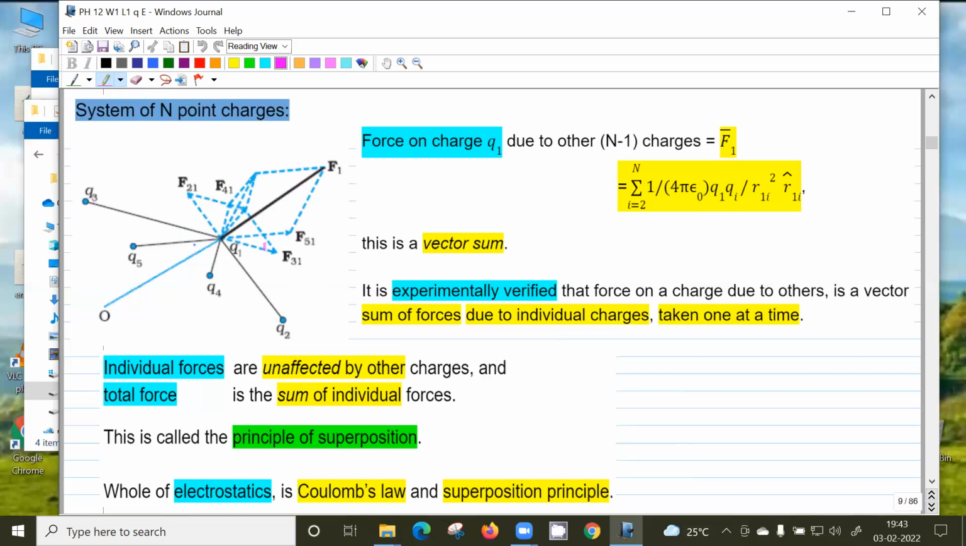And then you have to add these 4 vectors vectorially. For that you can add 2 vectors at a time and then get the resultant vector. So this is called the principle of superposition. That's what I said, individual forces are unaffected by other charges. So all electrostatic problems you can solve by these basic ideas, Coulomb's law and the superposition principle. If you use these two, you can solve any problem.